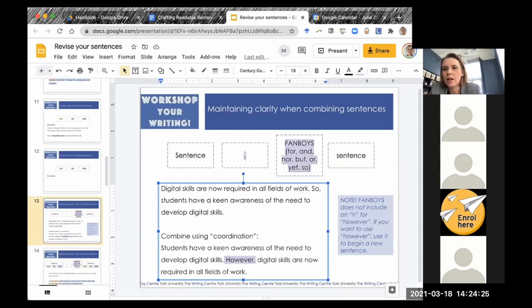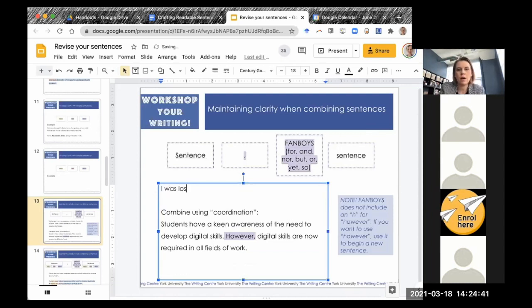Yeah, my knee started hurting, so I stopped running. I was lost, so I bought a street map. Right. Let's just look at that one. I was lost, so I bought a street map.